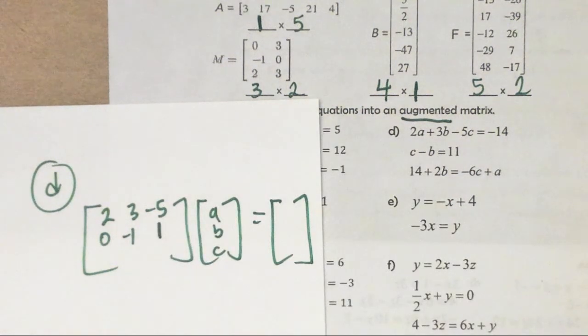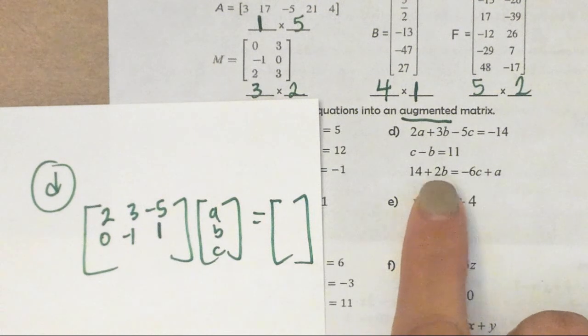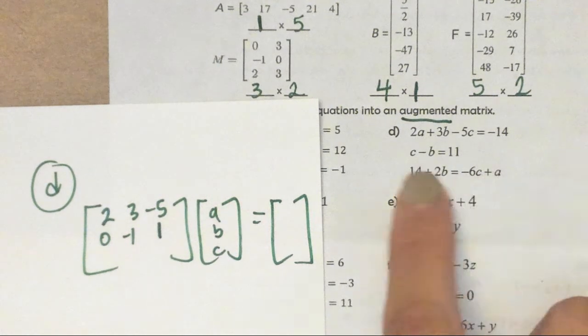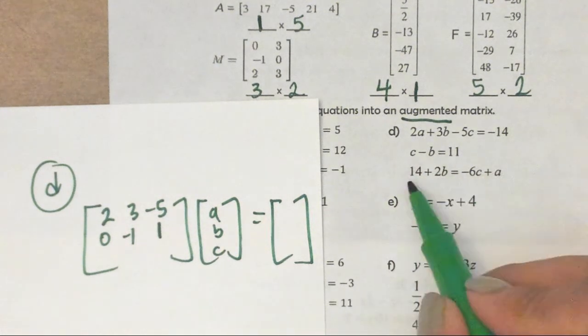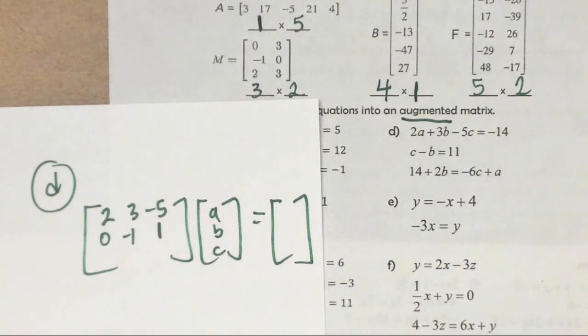And then this one, see how this one's a little bit confusing because they didn't line it up nicely. So I need to make sure I put my A, B, C all on one side. So I'm going to do it on the left side, and then put my answer number on the right side.